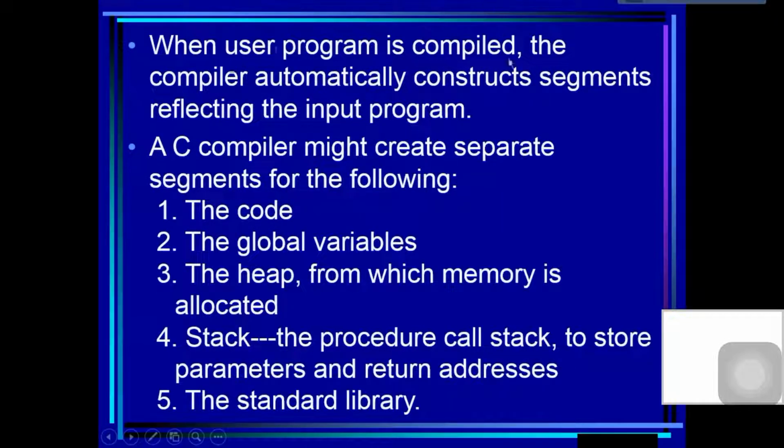Okay, and when a user program is compiled, the compiler automatically constructs segments reflecting the input program. A C compiler might create separate segments for the following: the code segment, the global variables, the heap from which memory is allocated, the stack, the procedure call stack, to store parameters and return addresses, and the standard library. Libraries that are linked in during compile time might be assigned separate segments. The loader would take all these segments and assign them segment numbers.